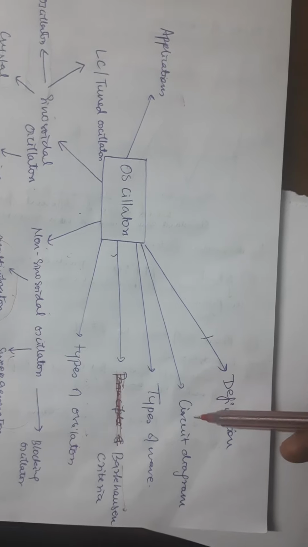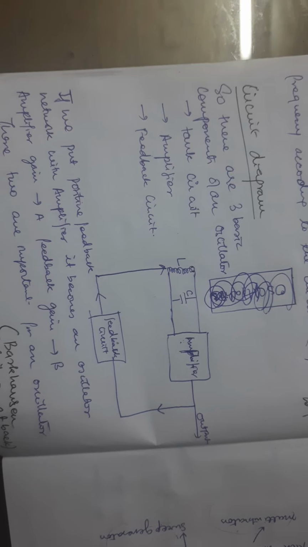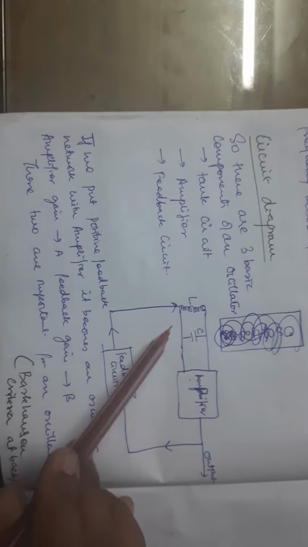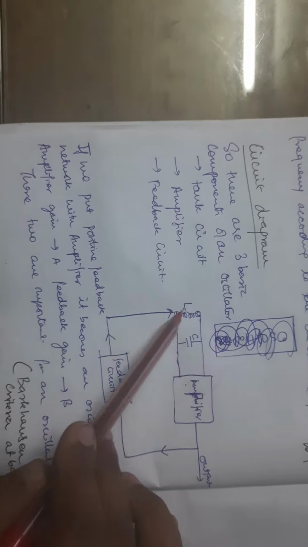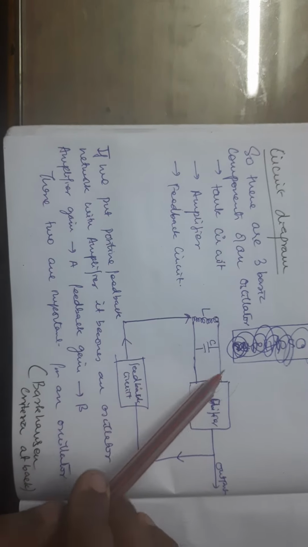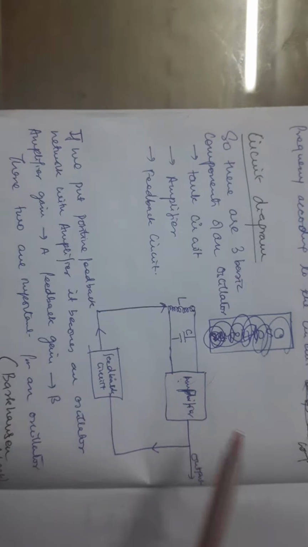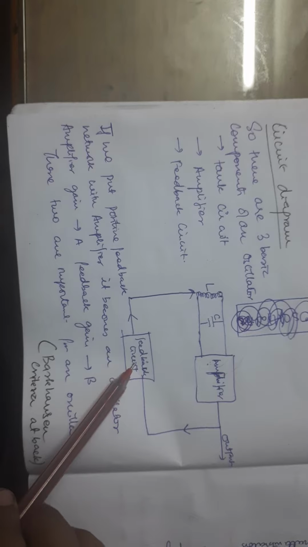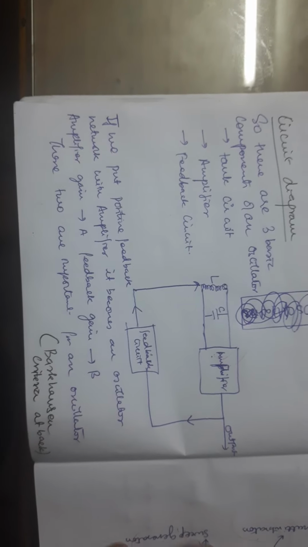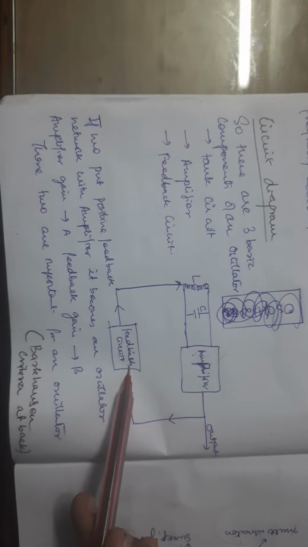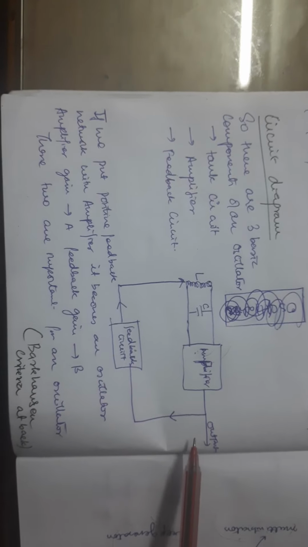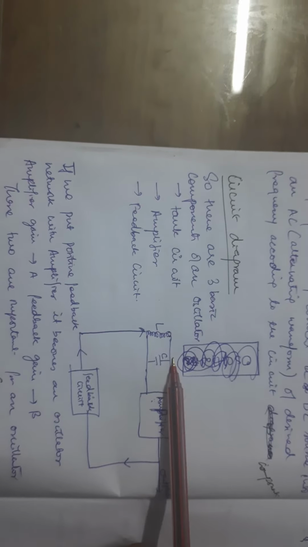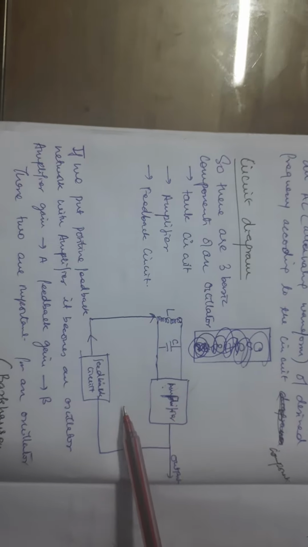The second thing we'll discuss is circuit diagram. You can see here L and C. This is called a tank circuit. I'll discuss this in another video. This is an amplifier, this is an output, and this is a feedback circuit. Amplifier and feedback circuit are important for an oscillator. So these are the three basic components of an oscillator: tank circuit, amplifier, feedback circuit.